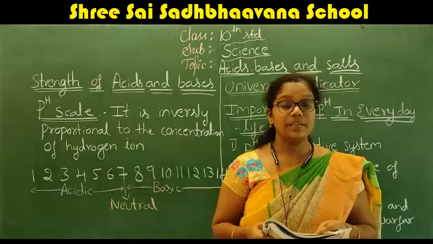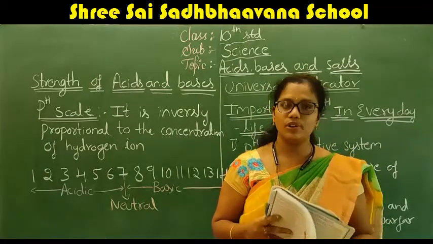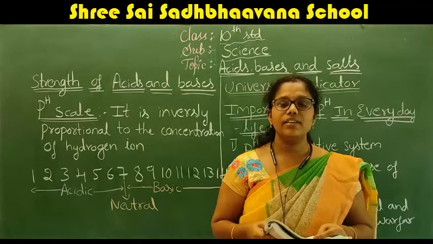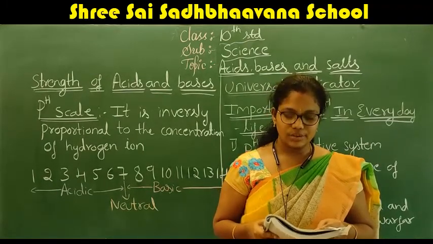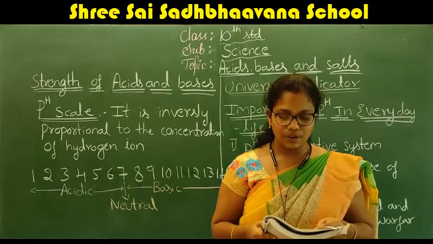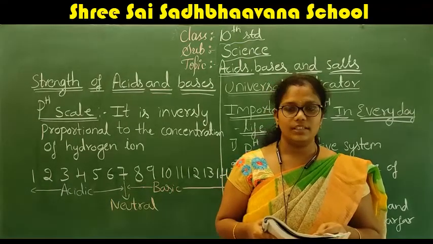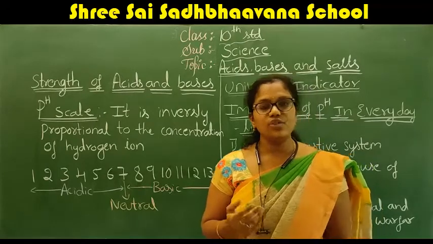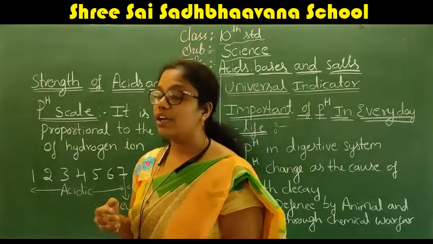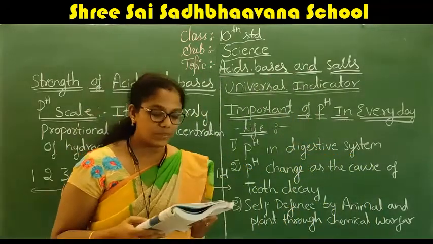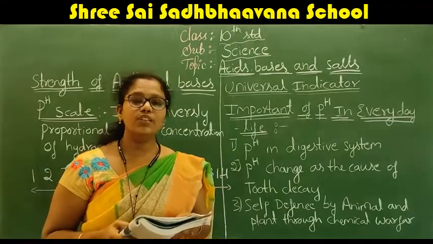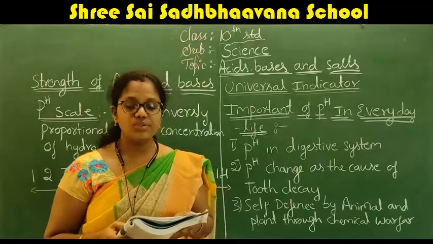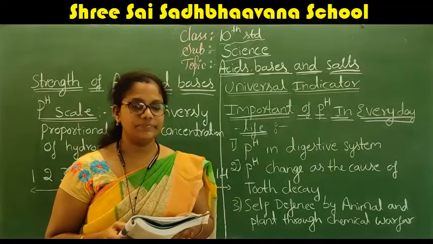After that, the next base is sodium carbonate. Sodium carbonate is used as washing soda and for softening hard water. Among the detergents we use in our homes, we use sodium carbonate as washing soda. It is also used to soften hard water.